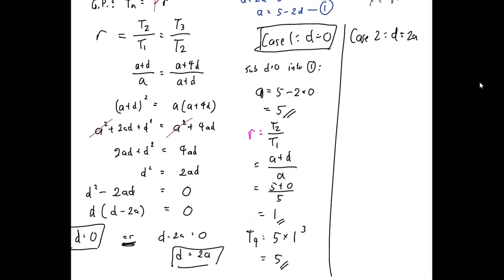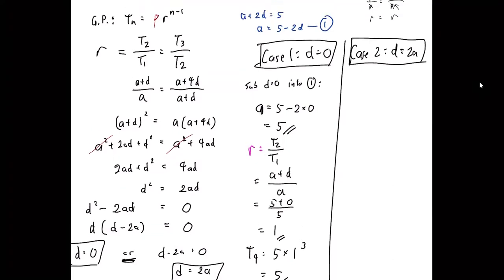Now we move on to case 2, D equals 2A. In this case, I'll do the same procedure as the left-hand side. I'm just going to replace D with 2A. So substitute D equals 2A into equation 1. We get A equals 5 minus 2D, but D is 2A, so you get 5 minus 4A. A on the left, bring the 4A over, you get 5A equals 5. Therefore, you get A equals 1 by dividing by 5.